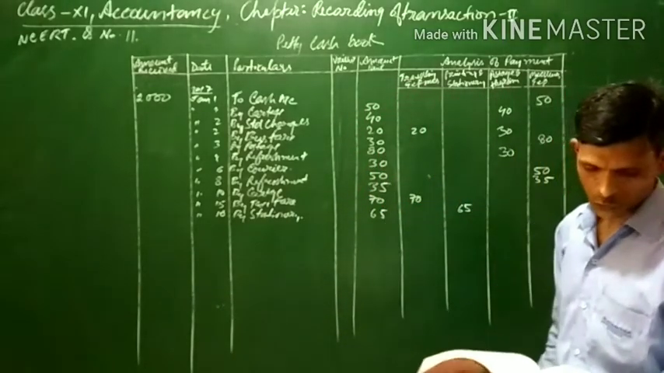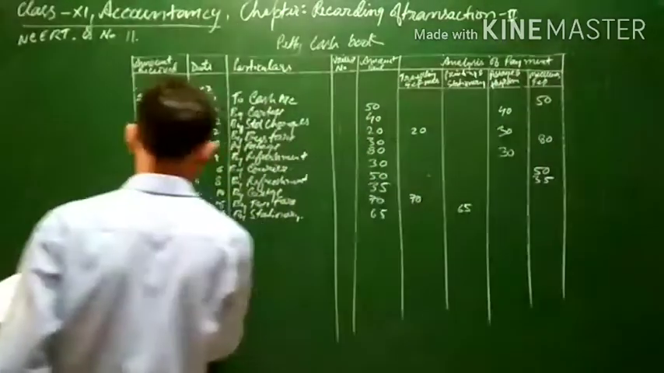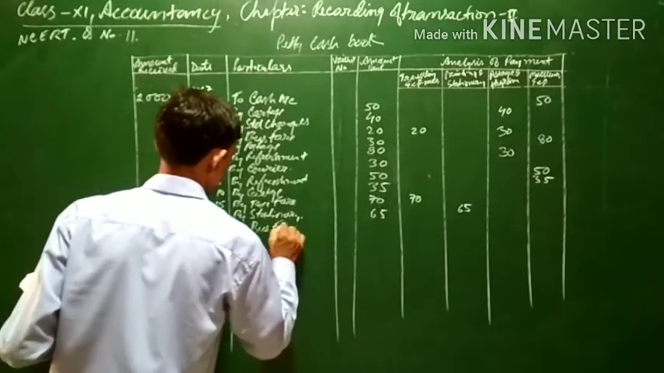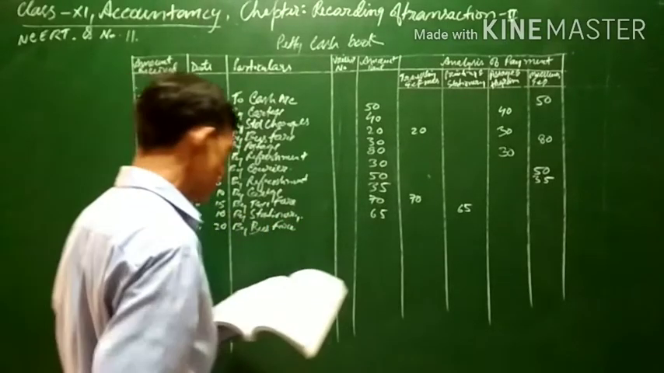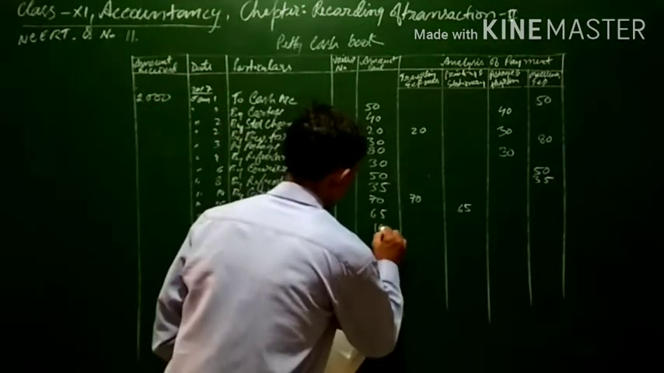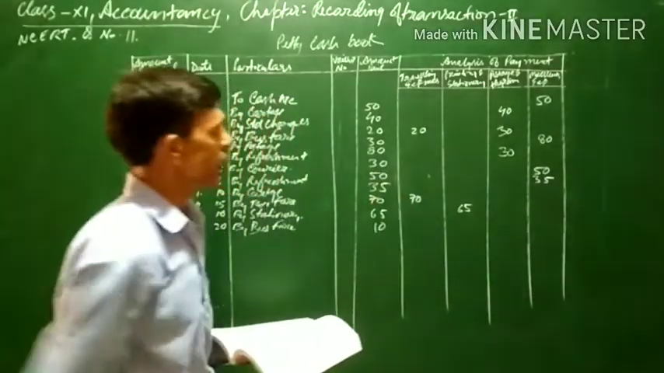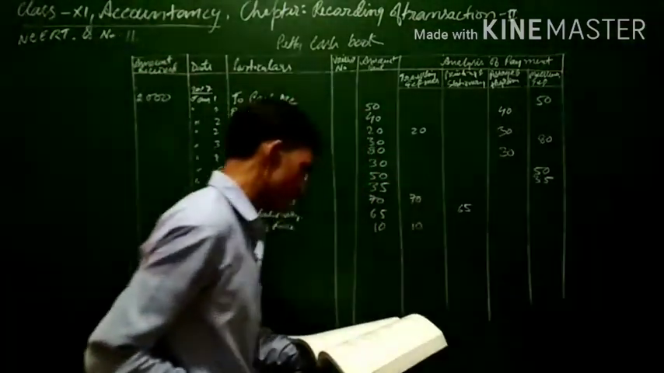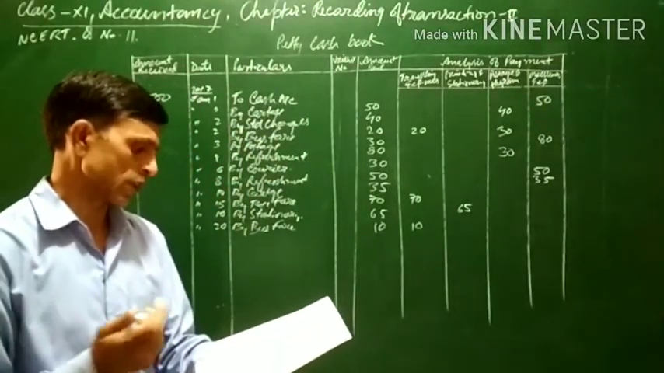Then again on 20th there is bus fare. "By bus fare." Since it is related with travelling expenses, the bus fare is 10 rupees only. It will be written in the amount paid, and again in the travelling expenses column, because bus fare is related with travelling.